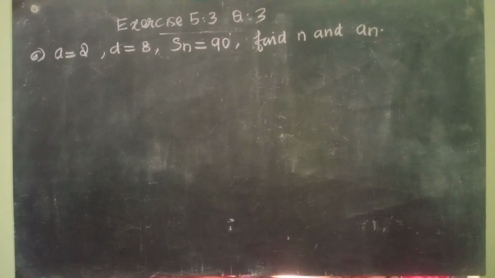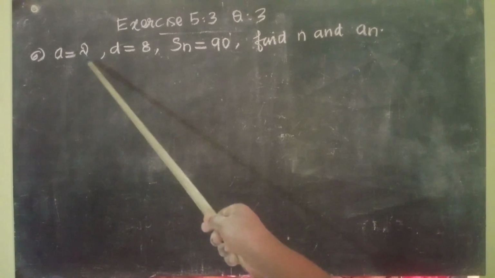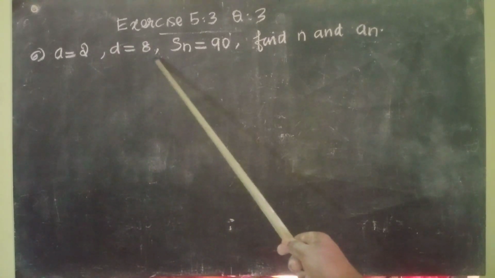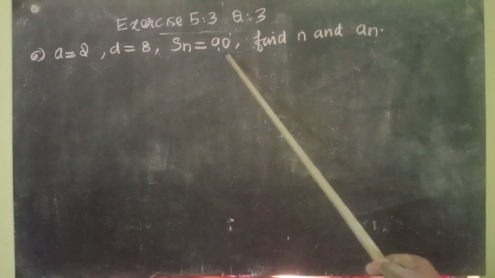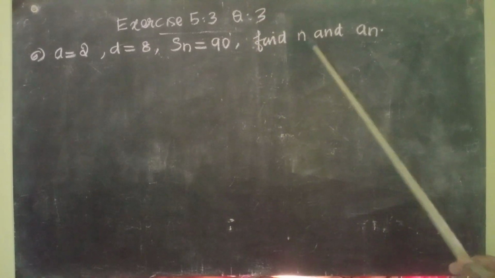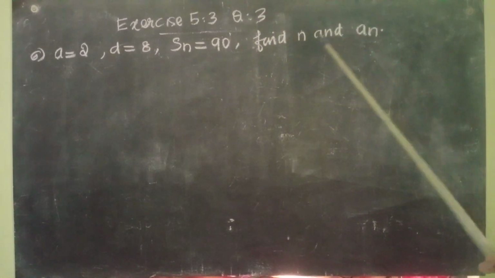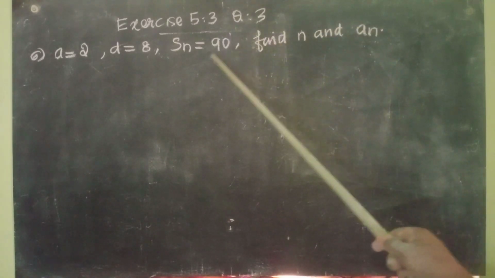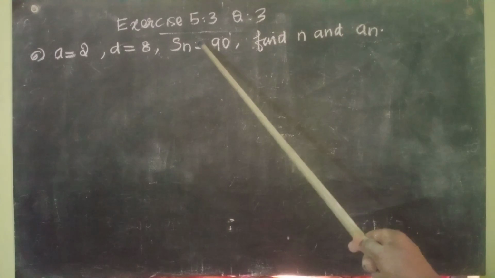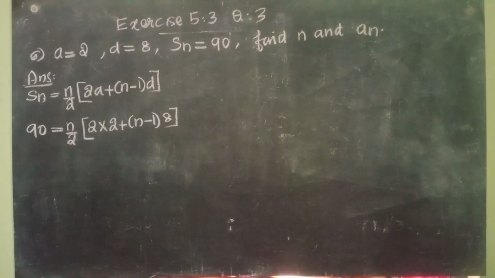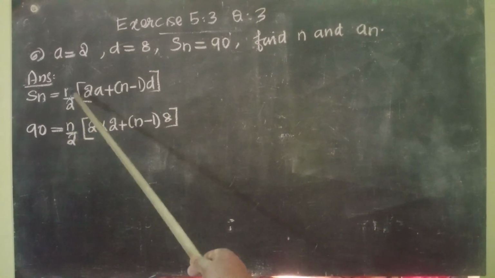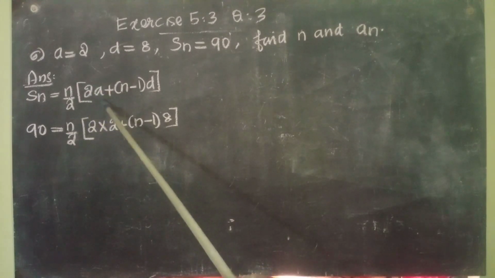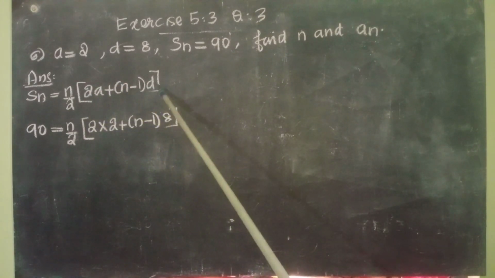Exercise 5.3, third question. Question number 6. a equal to 2, d equal to 8, Sn equal to 90. Find n and an. Here we have to find out n and an. Here Sn is given, so we can start with the Sn. We have Sn equal to n by 2 into 2a plus n minus 1 into d.